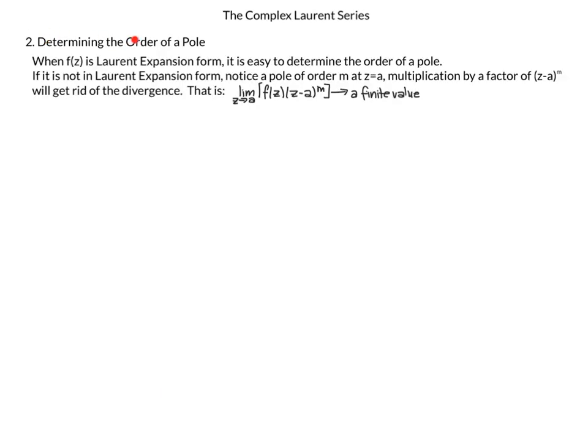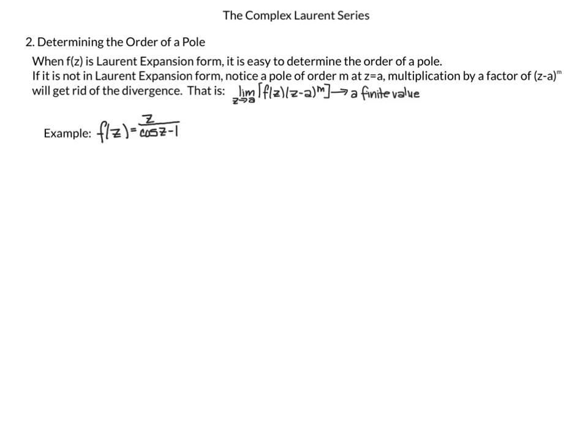Our next topic is determining the order of a pole. When f of z is in Laurent series expansion, it's easy to find the order of the pole. You look for the most negative exponent. If it's not in Laurent expansion form, we notice that for a pole of order m at z equals a, multiplying by a factor z minus a to the m will get rid of the divergence. That is, the limit as z approaches a of f of z times z minus a to the m gives us a finite value. Whatever this value of m is, that's the exponent we need to use to take this limit to get a finite value. This value of m is going to be the order of our pole.